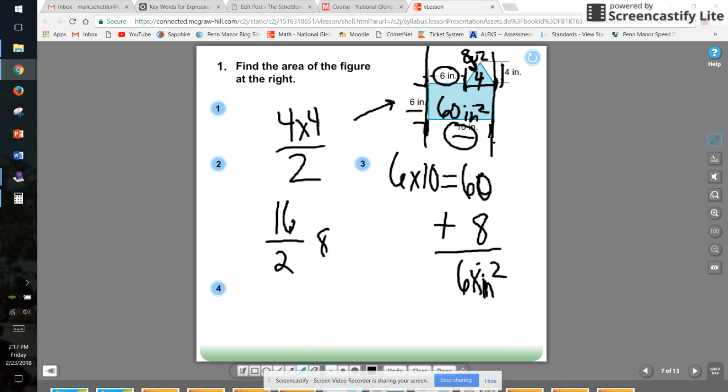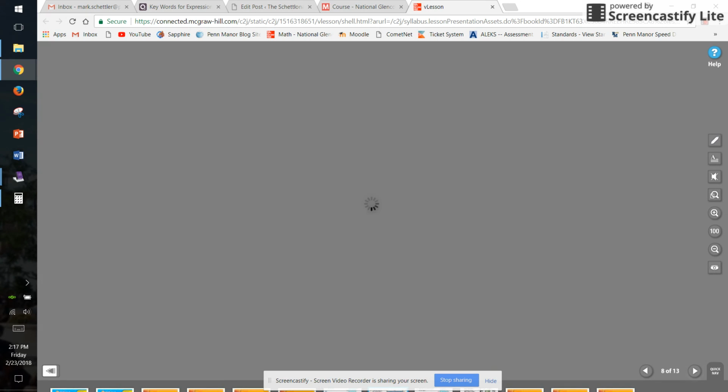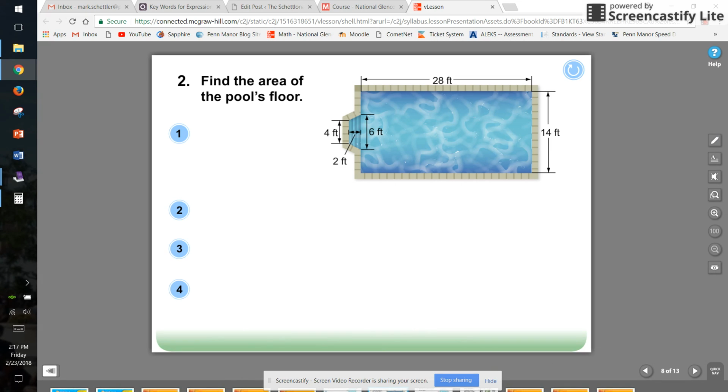How about another example? Take a look at one like this. It's a pool. I see two shapes again. I see a large rectangle with some serious math involved, and not a triangle this time. Over there, that little area looks like the stairway into the pool. It kind of looks like a trapezoid, so I'm going to treat that like a trapezoid.